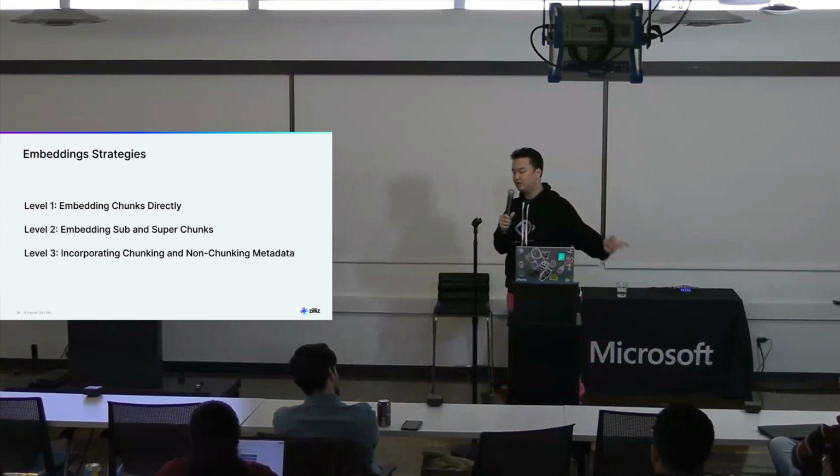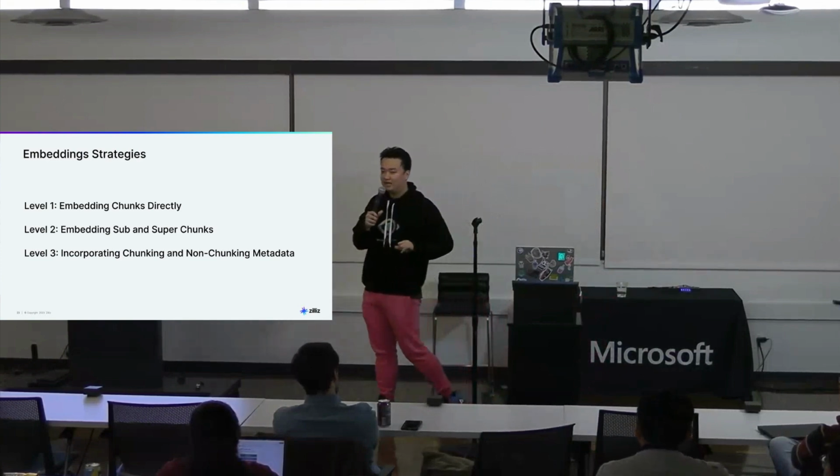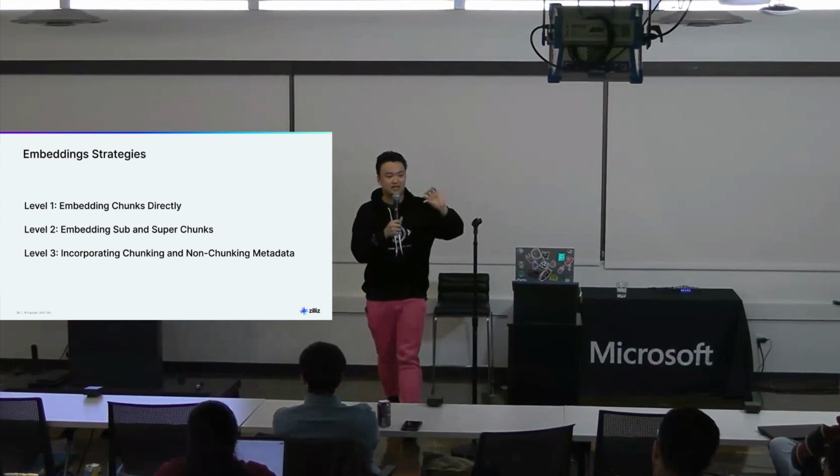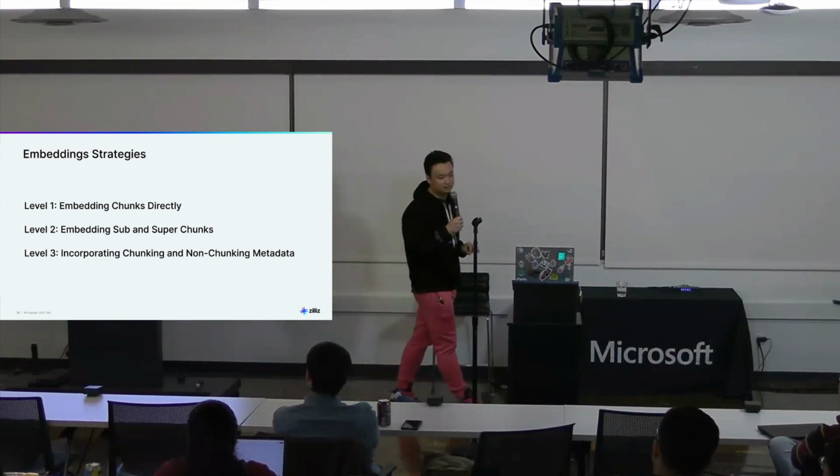So why would you do that? You would do that in case anybody searches for something that's similar to one of those sentences, you can return the entire context to them all at once. So that's why you do something like sub chunks.